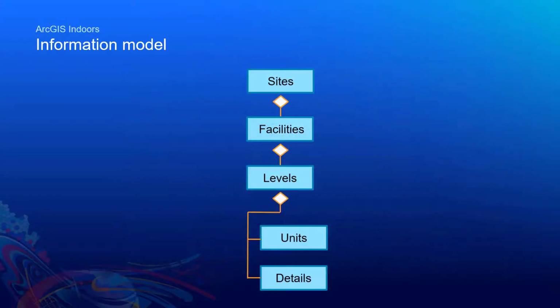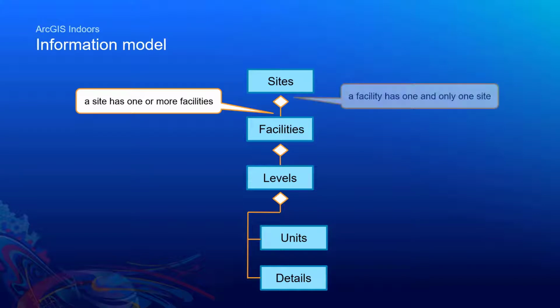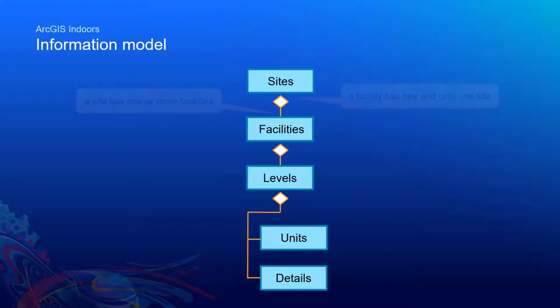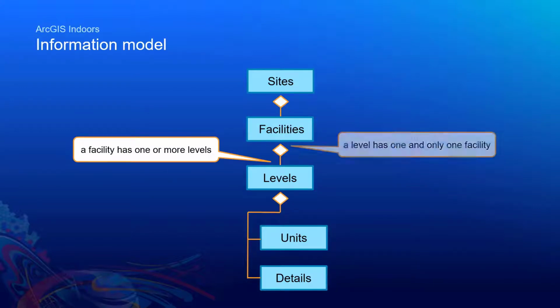The features in these simple feature classes relate to each other through unique ID attributes and spatial relationships. As indicated on this diagram, each site polygon in the Sites feature class may have one or more facilities associated with it, and conversely, each facility polygon is associated with one and only one site. Likewise, each polygon in the Facilities feature class may have one or more associated levels, while each level is associated with one and only one facility.